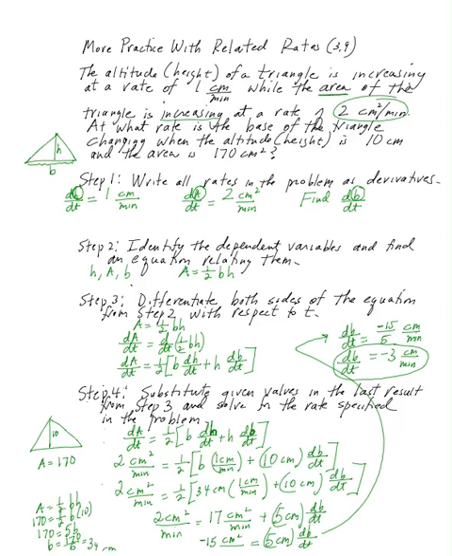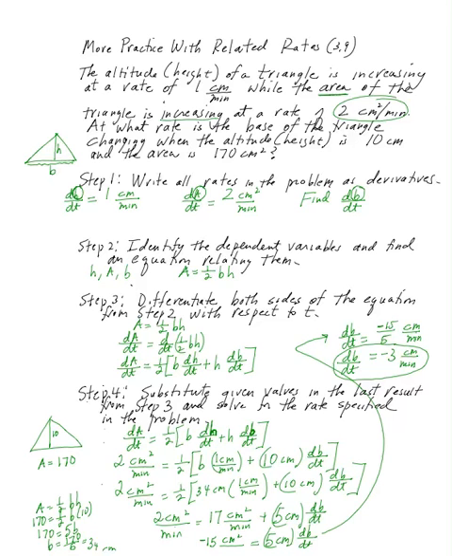The altitude, also called height, of a triangle is increasing at a rate of 1 centimeter per minute, while the area of that triangle is increasing at a rate of 2 square centimeters per minute. So you've got a triangle with the height increasing and with the area increasing. At what rate is the base of the triangle changing when the altitude is 10 centimeters and the area is 170 square centimeters? Okay, again, we're going to use the 4 steps for solving any related rates problem.